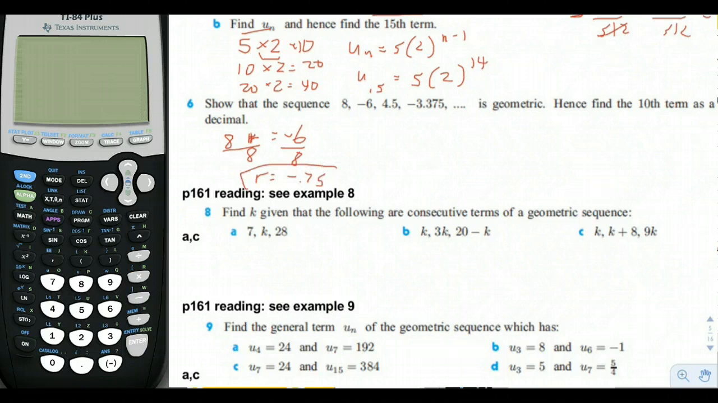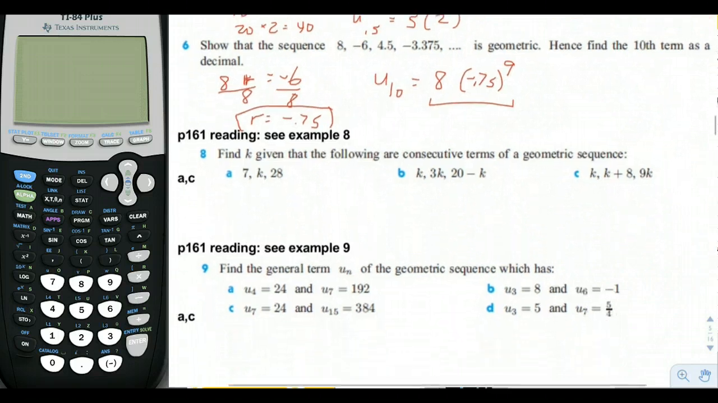Okay, so once you know that R is negative 0.75, now it's easy to find the 10th term, because the 10th term is just equal to the first term, which is 8, times R, which is negative 0.75, to the n minus 1, which is 9. So you just put that in your calculator. Make sure that you put the parentheses in the right place, and then you'll be fine.